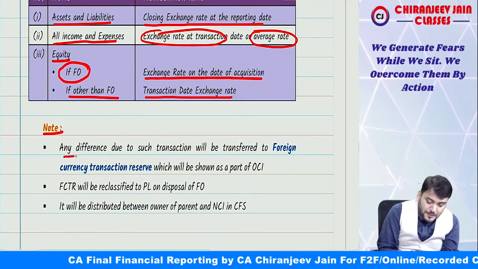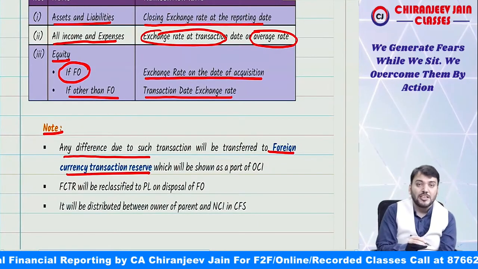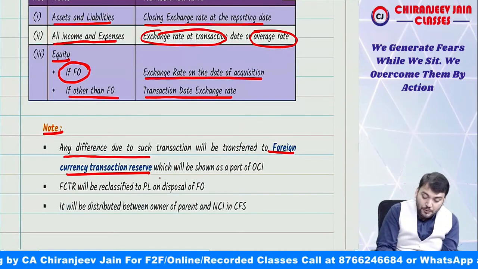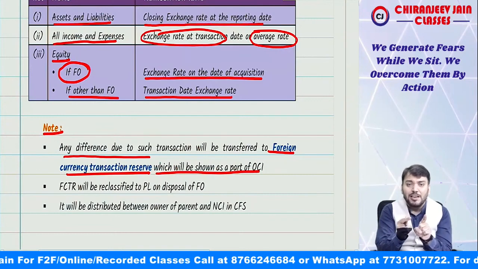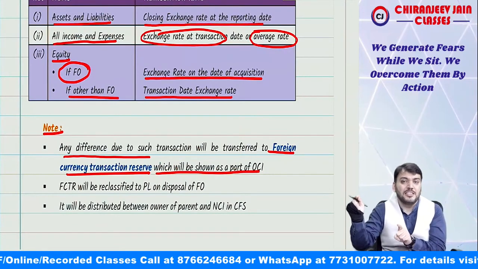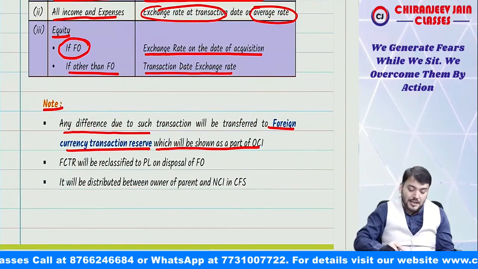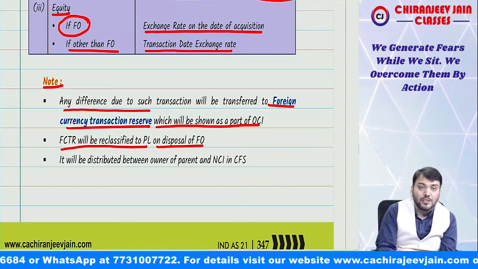Note, any difference due to such translation will be transferred to FCTR. FCTR means Foreign Currency Translation Reserve, which will be shown as a part of OCI. So it will be transferred to OCI as FCTR, accumulated in other component of equity known as Foreign Currency Translation Reserve. FCTR will be reclassified to PL on disposal of FO.